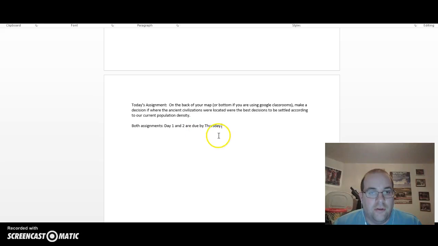Both assignments are due. Day 1 and Day 2 are due by this upcoming Thursday. They're due by 8 a.m. Does anybody have any questions? If you have any questions, you're going to have a post-it note, and you're going to be able to go up to the board and say, I don't understand this, and then I'll be able to work with you one at a time. Thank you guys, and have a great day.